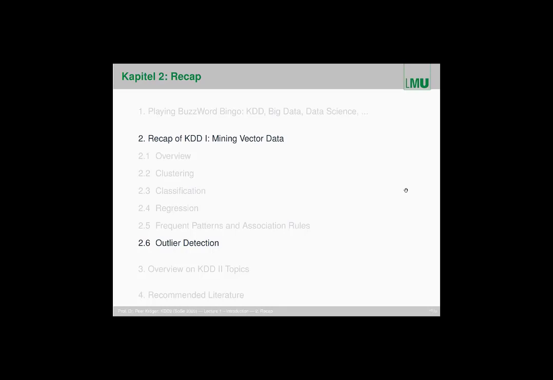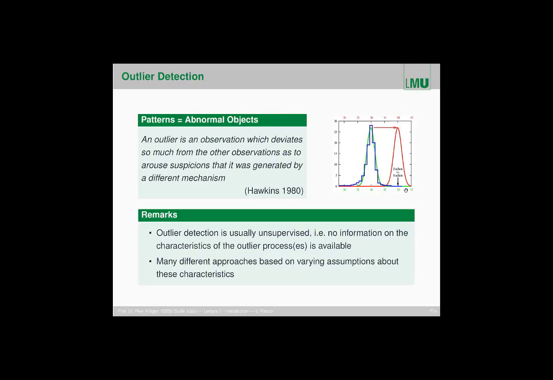Okay, and the last class of methods we got to know in KDD1 are outlier detection methods. So here the pattern is that we look for abnormal objects. We had this definition of Hawkins, which is kind of fuzzy and not really constructive, but it's better than nothing. An outlier is an observation which deviates so much from the other observations that it arouses suspicion it has been generated by a different mechanism.